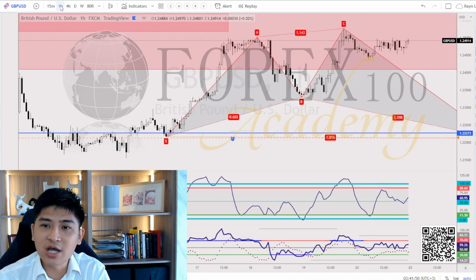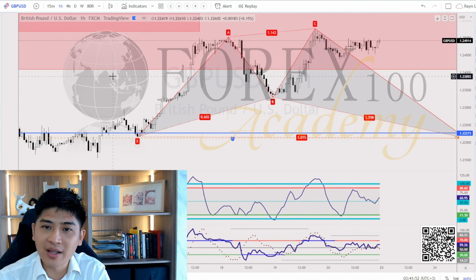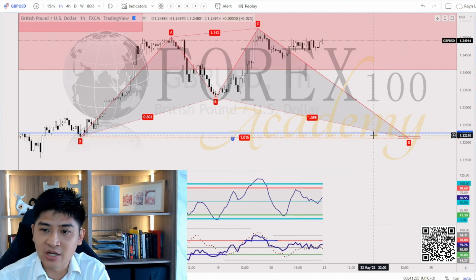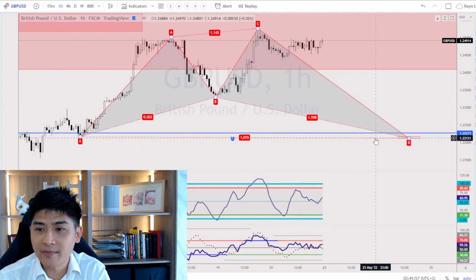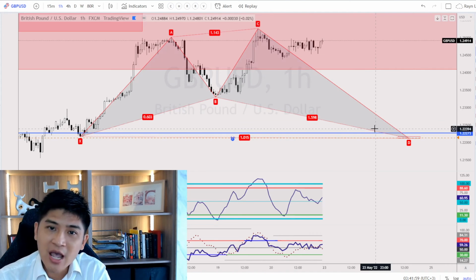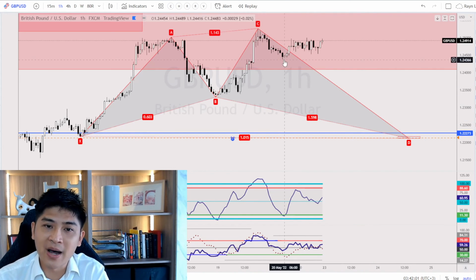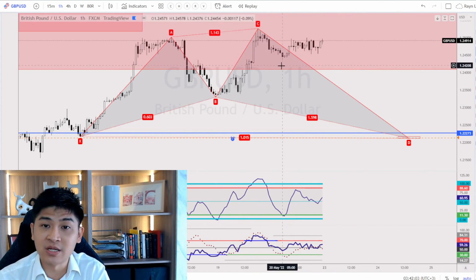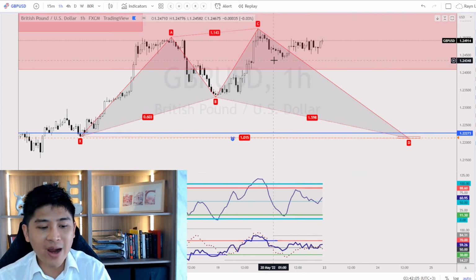Okay, 1-hour chart. This is what we have on the 1-hour chart. Another potential bullish shark pattern completion, 1.2213. My focus will be more on the 4-hour chart, but I just want to show you the possibility as well. All right, so that's all I have for you today.